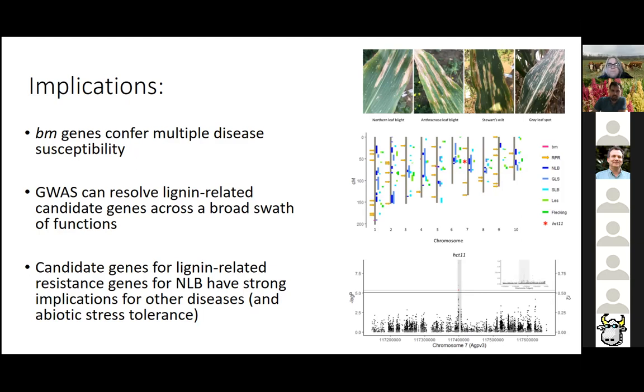Thank you. Yes, and Matt had another question. Yeah, definitely some really compelling candidate genes within the GWAS hit. So I was just wondering if you looked at whether or not there was overall enrichment of lignin-related genes in the associations with the foliar diseases. That's a great question.